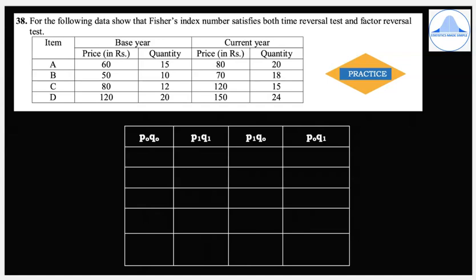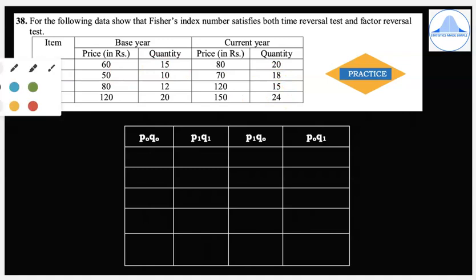So the items given are A, B, C, D. The base year prices are 60, 50, 80, 120. The quantities in the base year are 15, 10, 12, 20. The current year prices are 80, 70, 120, 150. And the current year quantities are 20, 18, 15 and 24.